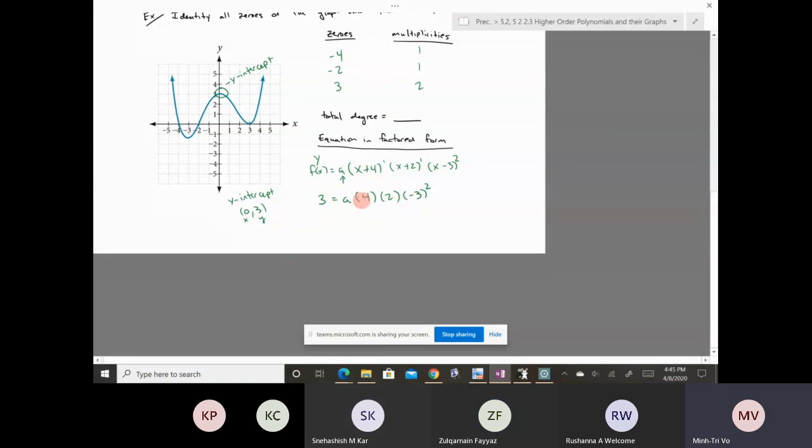Okay, so now we can use this to figure out what A is, right? Because 3 is equal to A times, and you just calculate this out. What is this? This is 8. 8 and then 72. Okay, so that's 72. And then so A is 3 over 72.